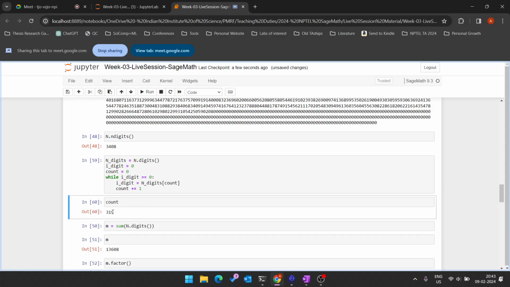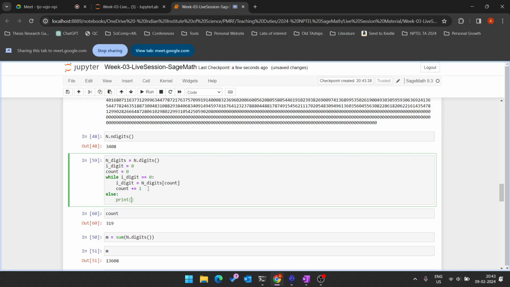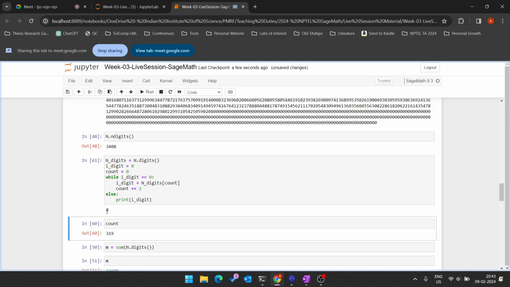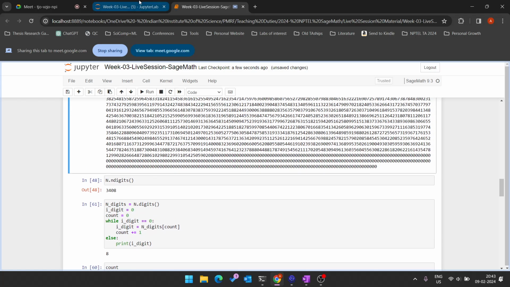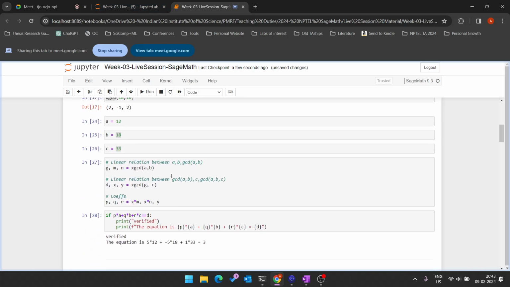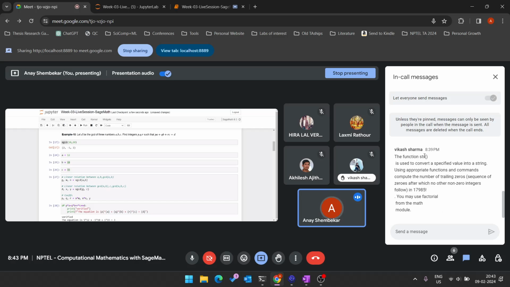it says that I have 319 zeros. And if I do an else at the end of this statement, I'll print I digit. So it's saying that my first non-zero digit is 8. Okay, so this could be one way. The other way, I'll have to check what you are saying. I haven't fully understood this string part. If you could explain it out loud, what exactly you want me to do here, I could do that as well.